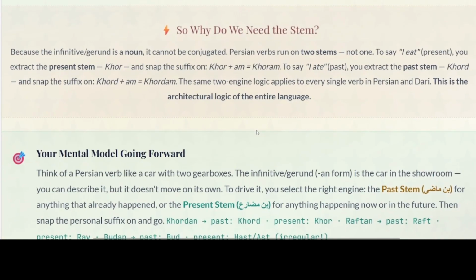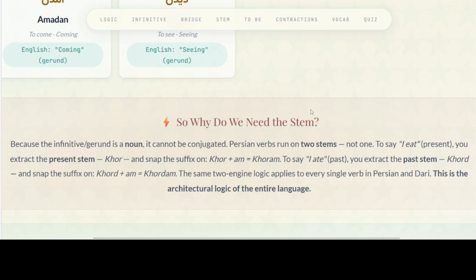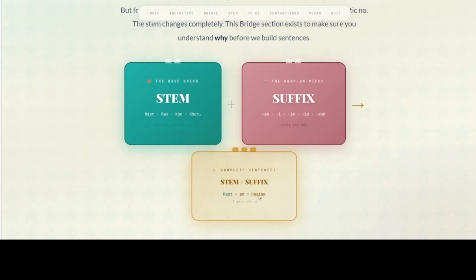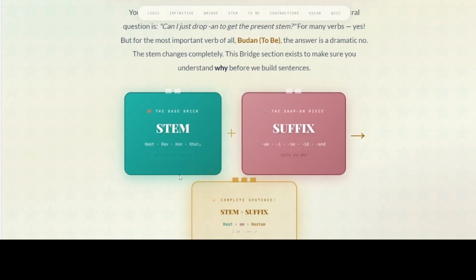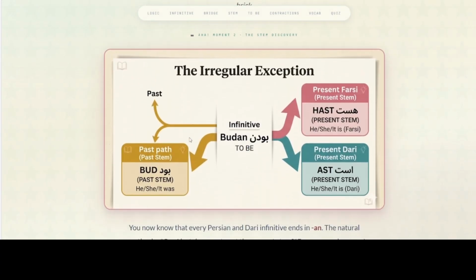Why do we need that stem? Because we want to make sentences with it, because we need it for making the verb. What is a verb made of? All the verbs in Persian are made of a stem plus a suffix. As I told you, in order to make a verb in Persian, we need a stem plus a suffix. So here we have the to-be verb. The to-be verb in Persian is budan. What is the past stem? The past stem is just bud, and the present stem is hast or ast in Dari.